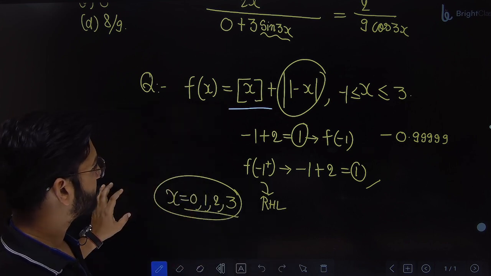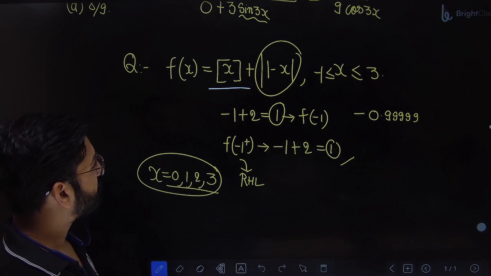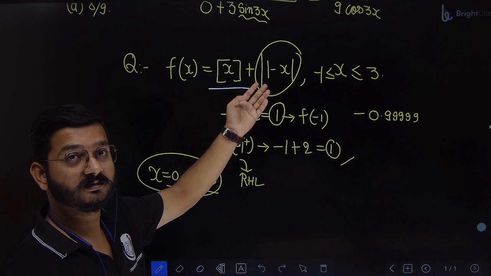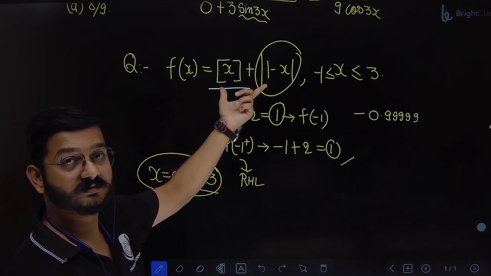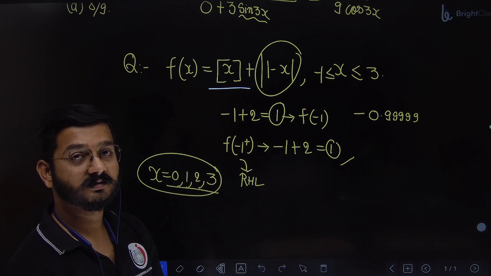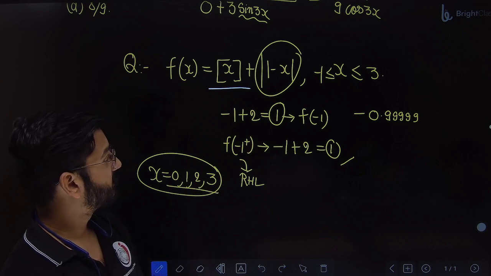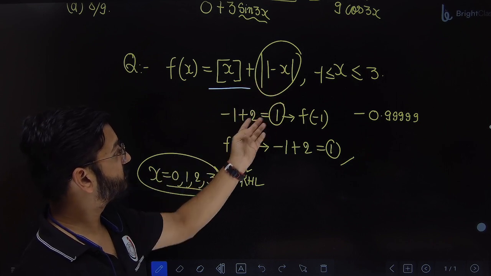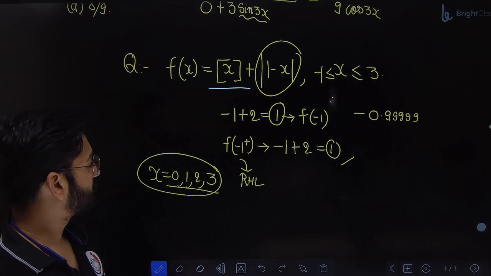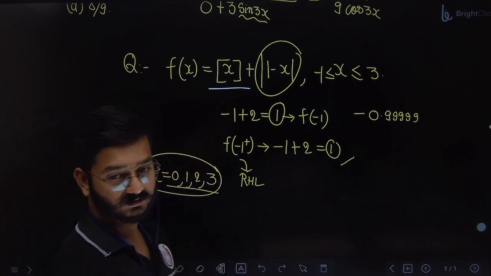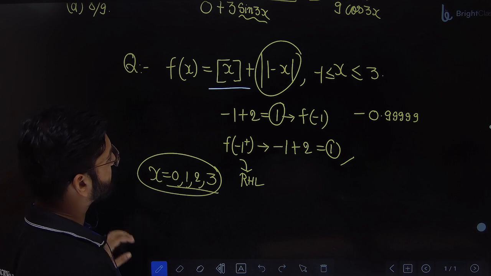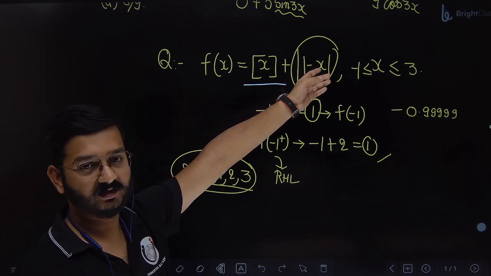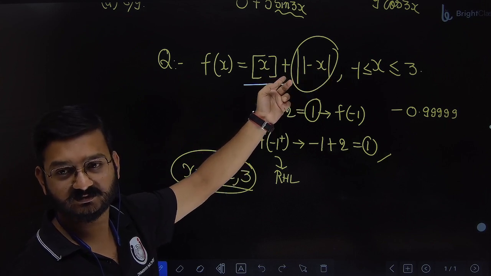Sir, how did you get the function's value as 1? Put -1 in the function. The greatest integer of -1 is -1. 1 minus of -1 is 2. So we are doing these points because the greatest integer function is discontinuous at these points, right? Yes, correct. Because this function is not continuous everywhere, you have to check at all integers because this function is discontinuous.